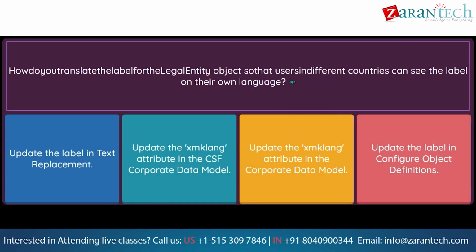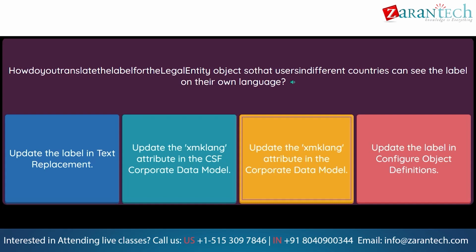Question: how do I translate the label for the legal entity object so that users in different countries can see the label in their own language? Option 1, update the label in text replacement. Option 2, update the 'SAMCLANG' attribute in the SAP Corporate data model. Option 3, update the 'SAMCLANG' attribute in the corporate data model. Option 4, update the label in Configure object definitions.